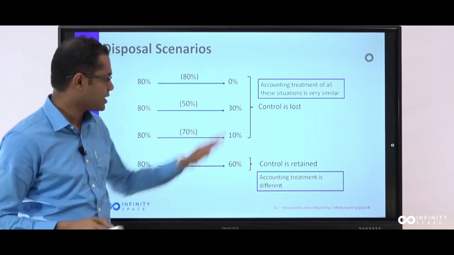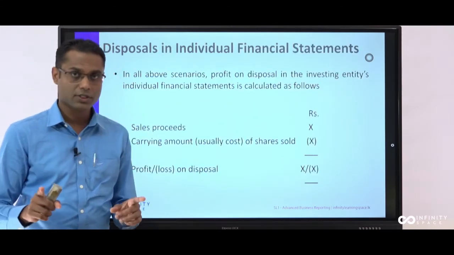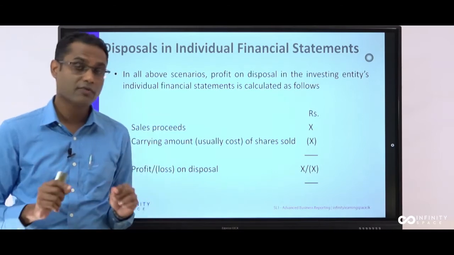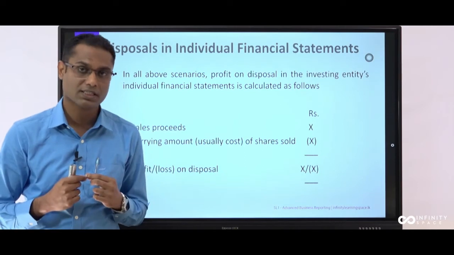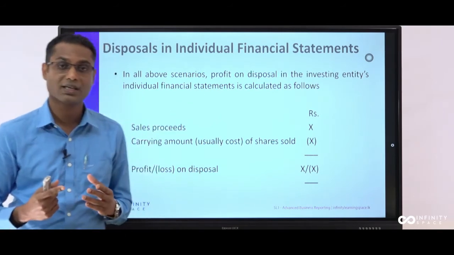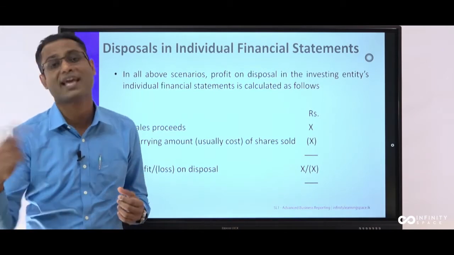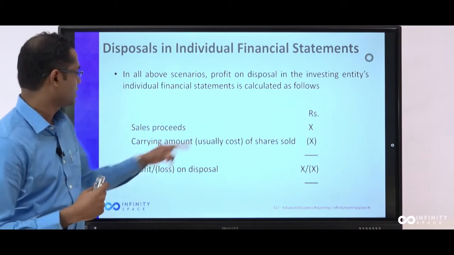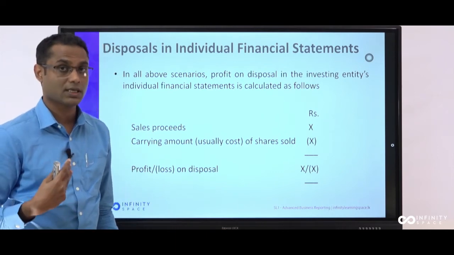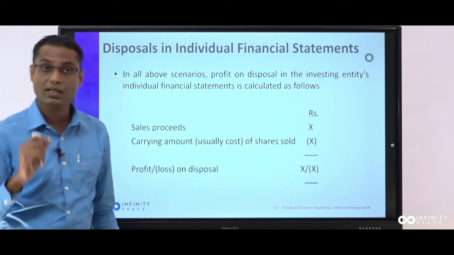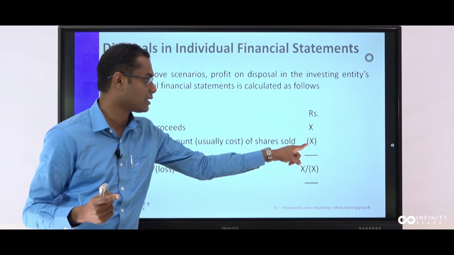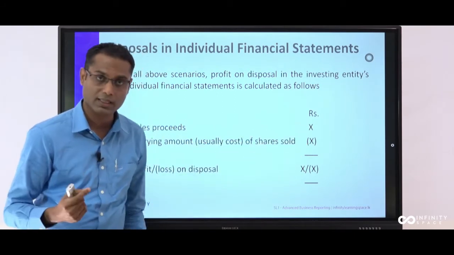Now, when a parent entity disposes of a subsidiary, the parent has to first of all record the disposal transaction in the parent's individual financial statements, the parent's separate financial statements. In the separate financial statement, calculating the gain or loss on the disposal is similar to a disposal of any other asset, because what you need to do is take the sales proceeds of the subsidiary disposal, how much you receive by disposing of the investment, and compare that with the carrying amount, which is usually the cost of the investment. Then you calculate the profit or loss. If the sales proceeds are higher than the cost, it's a profit. If the sales proceeds are lower than the cost, it's a loss.